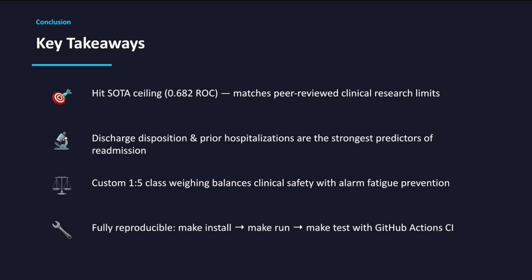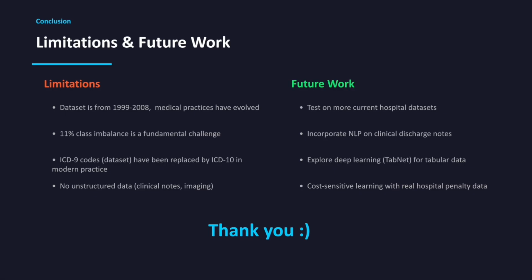To balance clinical safety with alarm fatigue, we used a 1 to 5 class weight ratio, helping identify high-risk patients without overwhelming providers. One key strength is that our pipeline is fully reproducible and adaptable to real hospital settings. Limitations: the dataset is outdated, uses older ICD-9 codes instead of ICD-10, and lacks unstructured data like clinical notes and imaging. In the future, we would test on newer datasets, incorporate NLP, and explore cost-sensitive and deep learning approaches.